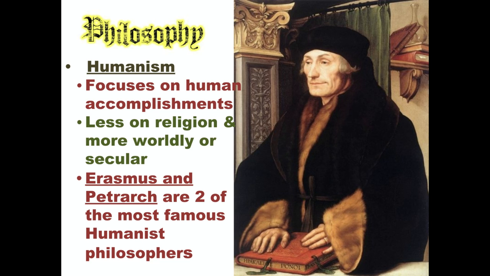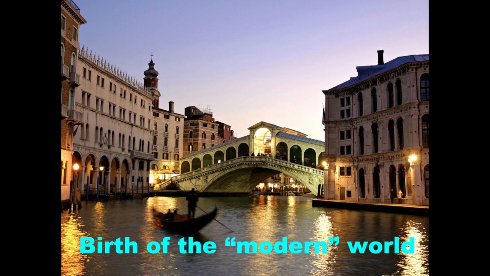During the Renaissance, the main philosophy was humanism. It focused on human accomplishments and put a focus on the individual. It was less on religion and more on worldly ideas, so we call that secular. Two of probably the most famous of the humanists were Erasmus and Petrarch. They're probably the most famous of the humanist philosophers.